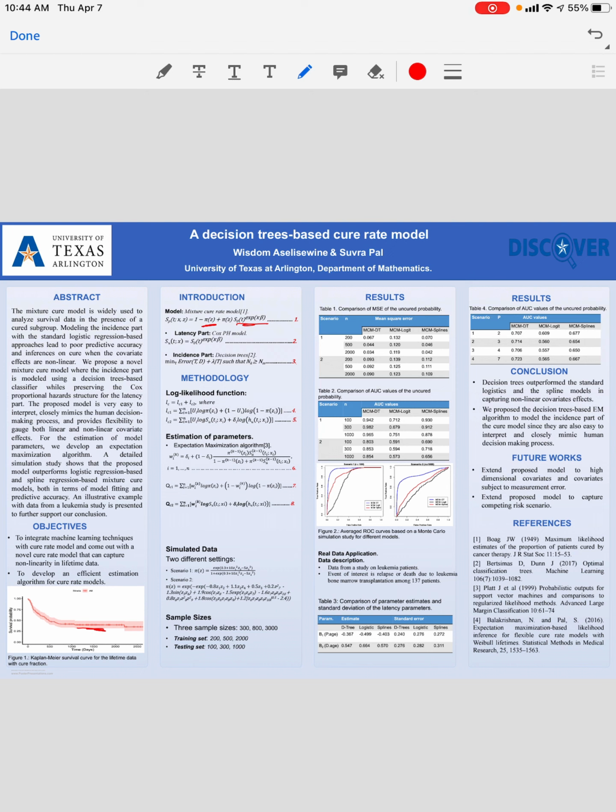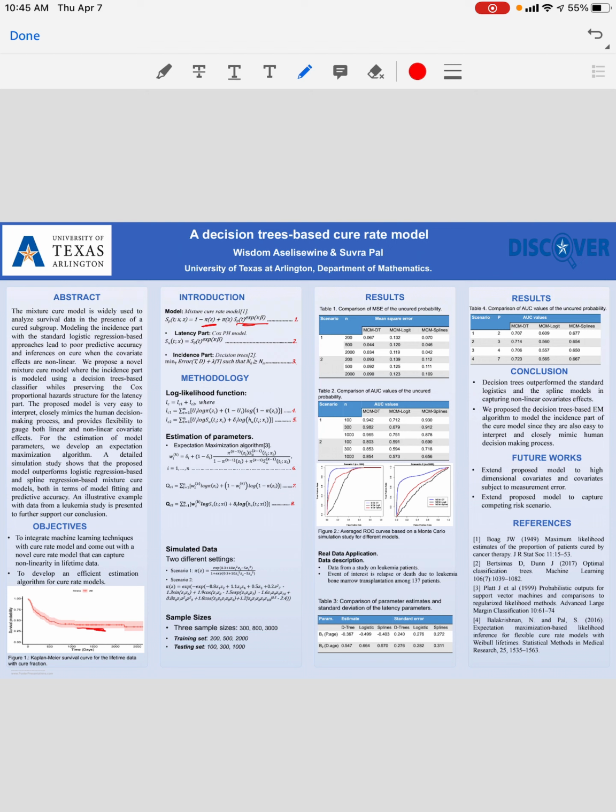The incidence part is usually modeled using the standard logistic regression. But the problem with the standard logistic regression is that when a covariate has a nonlinear pattern, the standard logistic regression doesn't provide a good fit. So in this study, I'm proposing a new model called the decision tree-based cure model, which will model the incidence part using the decision tree classifier, and then it will model the latency part using the Cox-PH model.